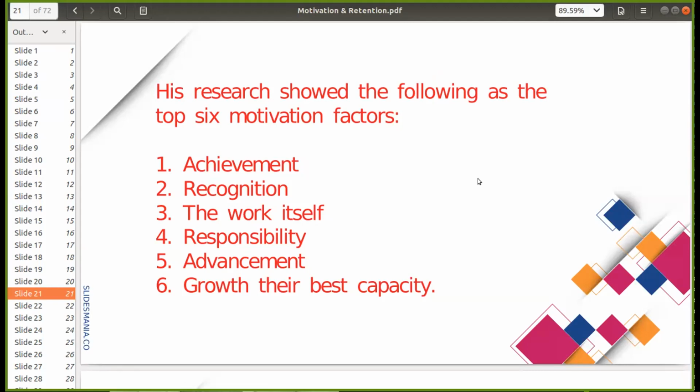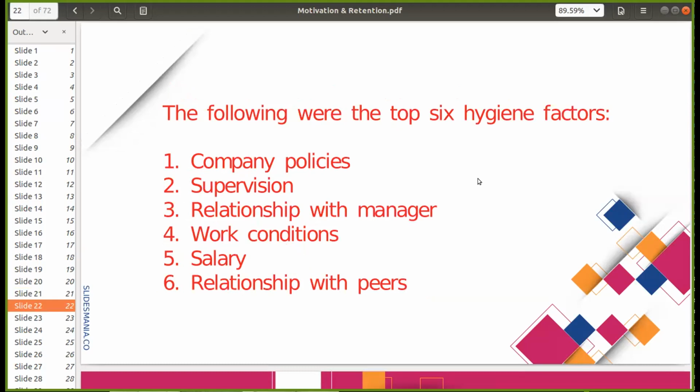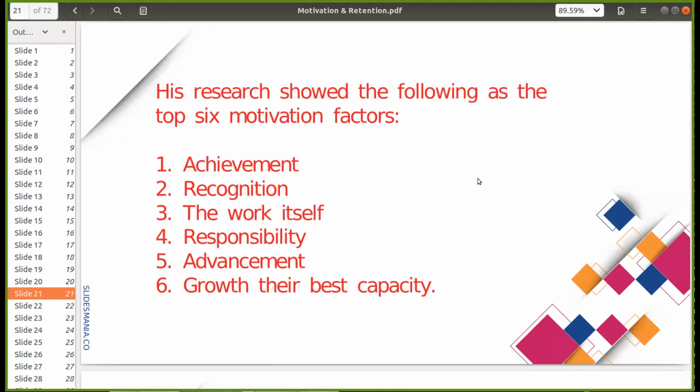But if hindi sila present sa work environment, yung hygiene factors na yan, they would eventually cause demotivation. Okay, in other words, yung hygiene factors, they are expected and assumed by the employee, which while they may not necessarily motivate. Okay, kailangan present to dahil kung hindi, made-demotivate si employee. So ito naman yung top 6 motivation factors.